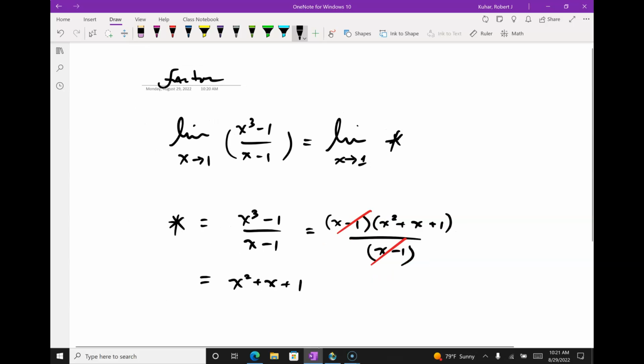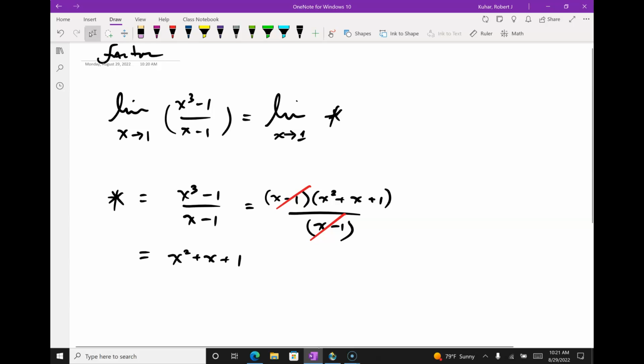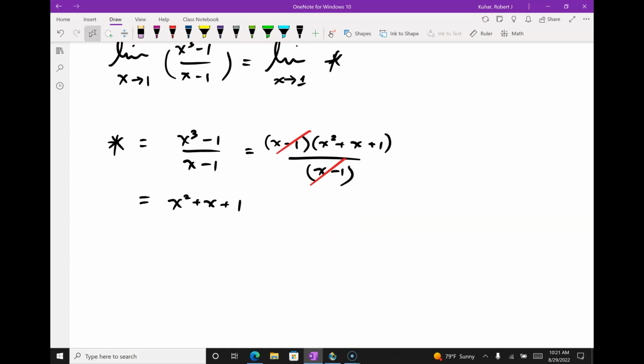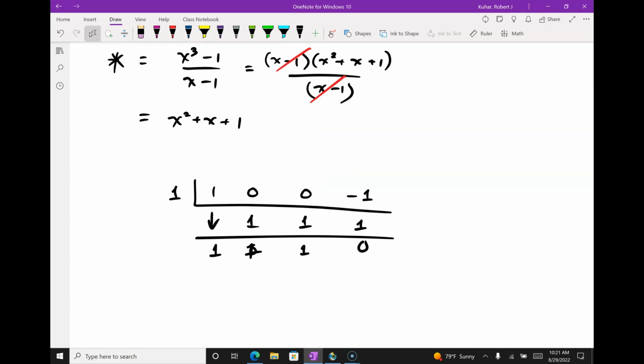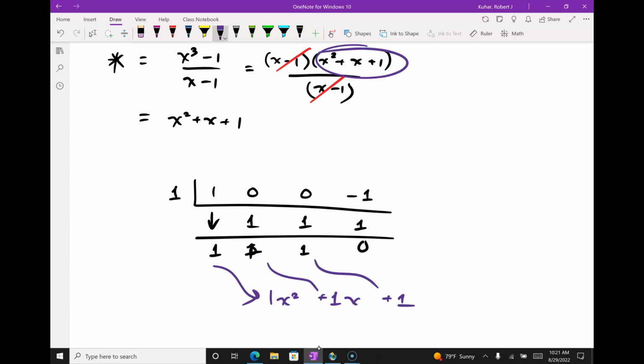You remember long division or synthetic division? So I like the synthetic here. If I plug in 1 into 1x cubed, 0x squared, 0x minus 1, I bring down the leading, and then I multiply, and then I add. And I multiply, and then I add. And I multiply, then I add. And notice I'm getting 1x squared plus 1x plus 1. Do you remember doing the synthetic in pre-cal? Long division in pre-cal?